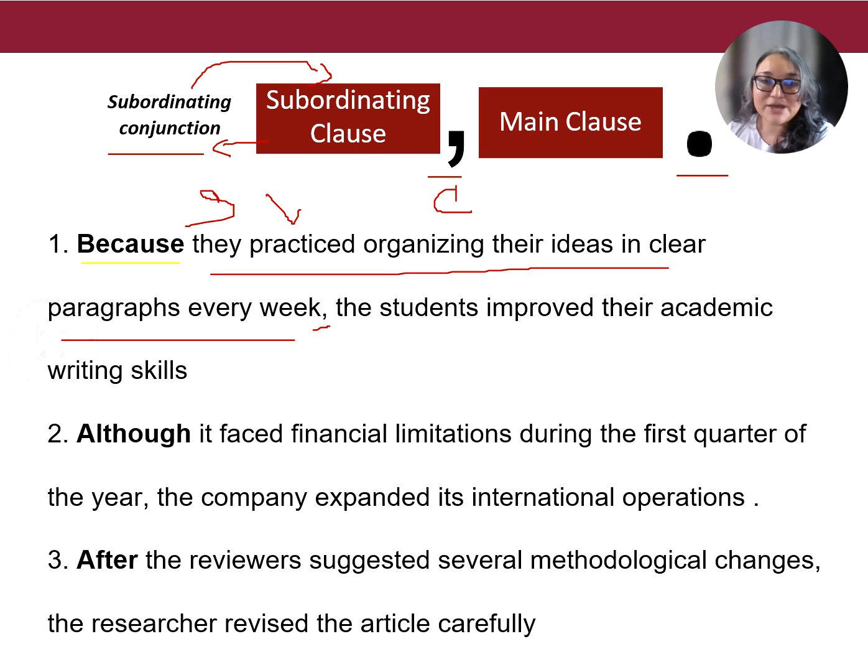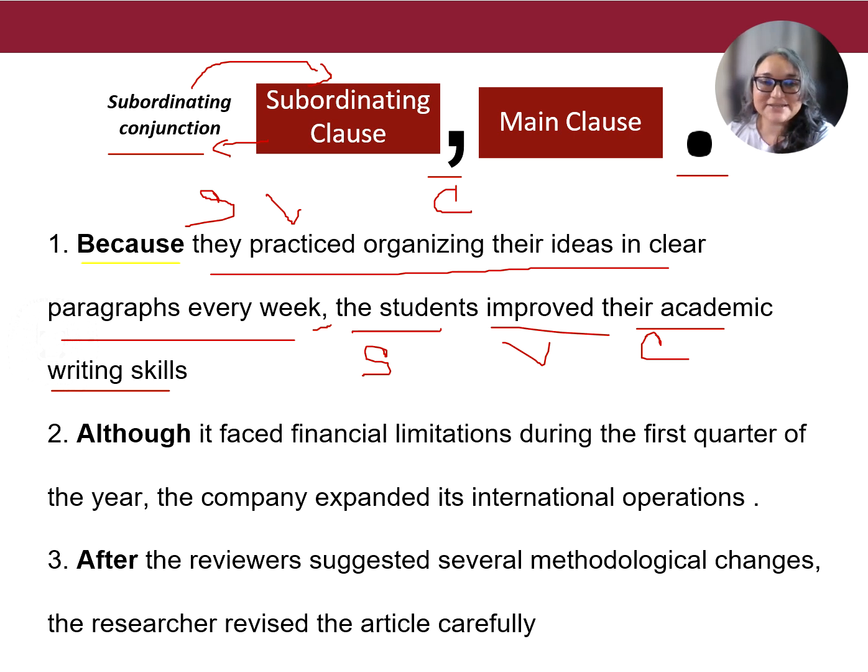I have a comma here because the conjunction goes at the beginning. And I have here my main clause. The students improve their academic writing skills. The students is the subject and improve is the verb. Their academic writing skills is going to be the complement.